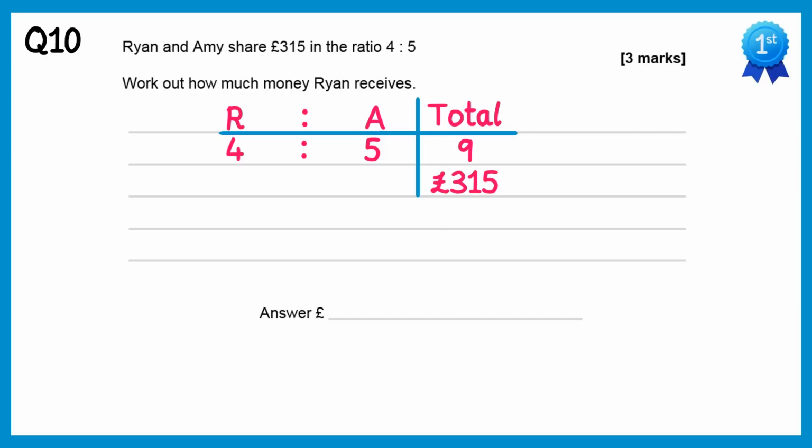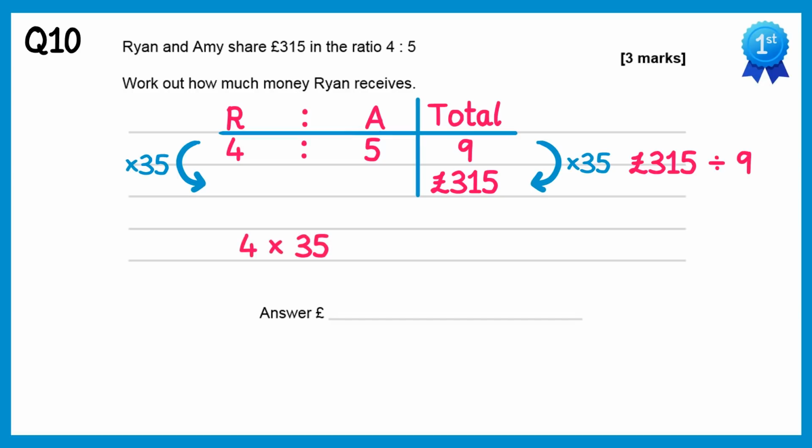We then need to work out how to get from 9 to £315. To do this, you can do 315 divided by 9, which gives 35. So to get from 9 to 315, I multiply by 35. Now we can multiply any of the other numbers by 35 to find out how much money they had. In this question, we only need to work out how much Ryan receives, so we do 4 times 35, which gives you the answer of £140.